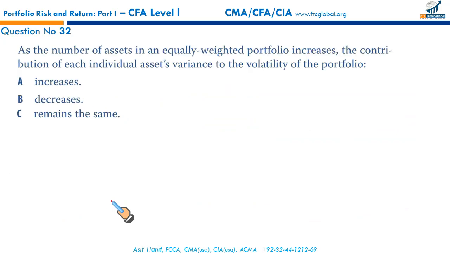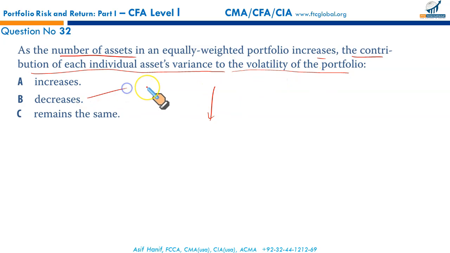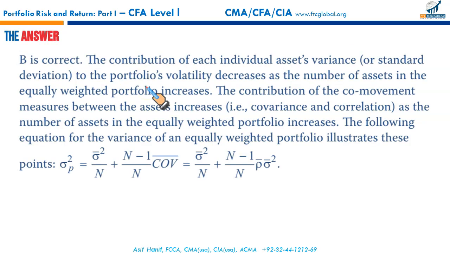Okay, next question says, as the number of assets in an equally weighted portfolio increases, the contribution of each individual asset's variance to the volatility of the portfolio would decrease. That's a fairly straightforward question. If the number of securities increases, their relative proportion would decrease. So their contribution of individual variance to the volatility of the portfolio would also decrease. B is the right answer.